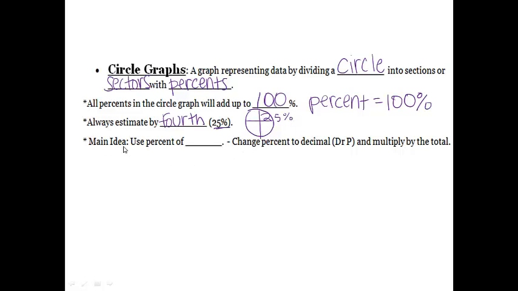The main idea is use percent of total, or percent of, for Ms. Hitchcock's class we say percent of a number. You change your percent to a decimal by doing Dr. Pepper, and then you multiply by the total. This is stuff we've been doing all year. It should be up on the wall in almost all of the classes that you are in right now.